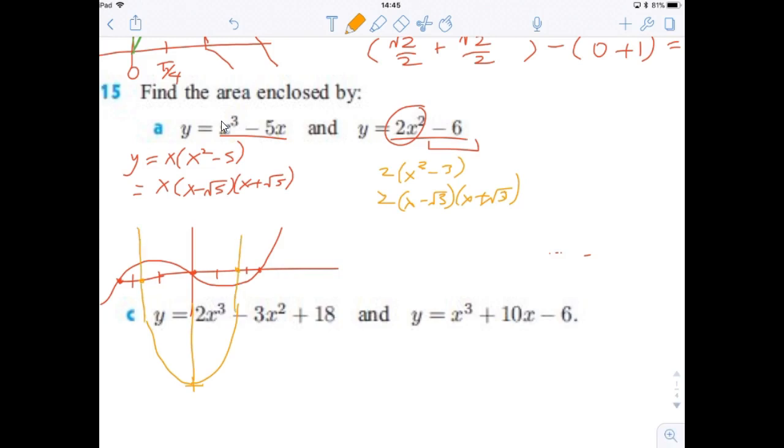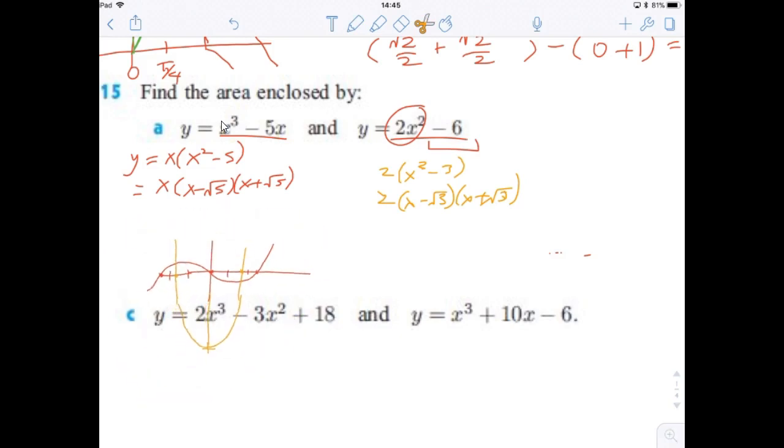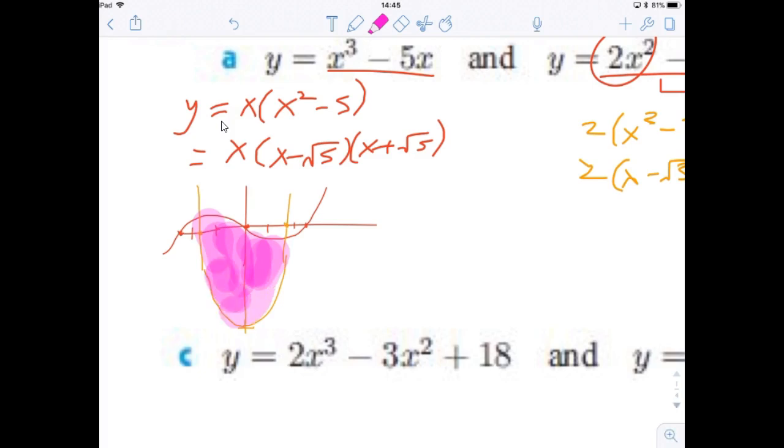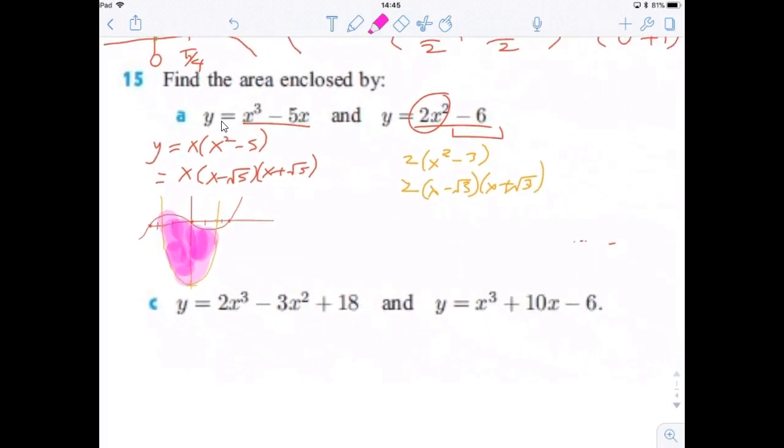Okay, and I am just going to shrink this down because I just occupied the space of my next problem. So I'm going to put it right there. Find the area enclosed by these two. And so basically, I guess what that means, it would be this region here, right inside. Okay, so what's the easiest way to do that?